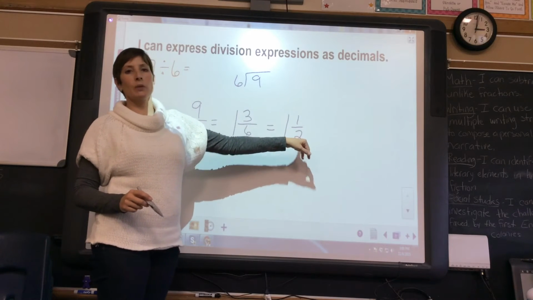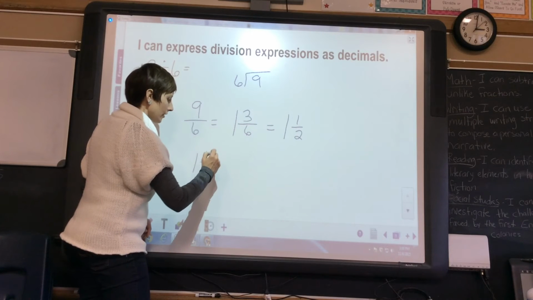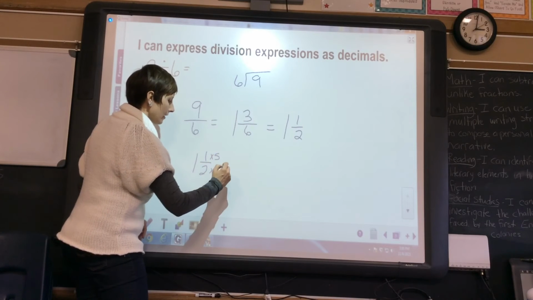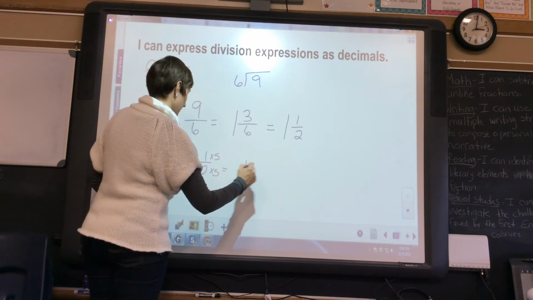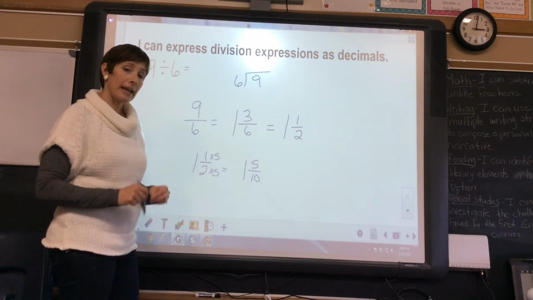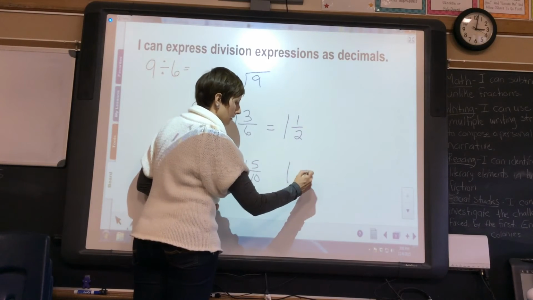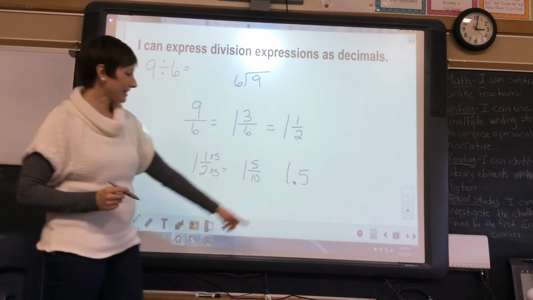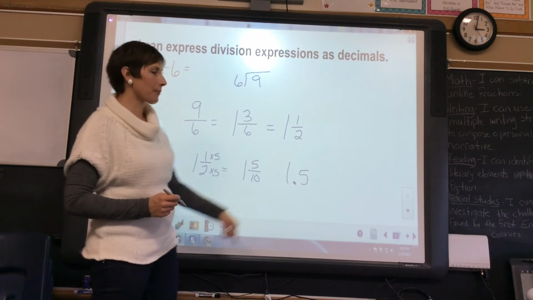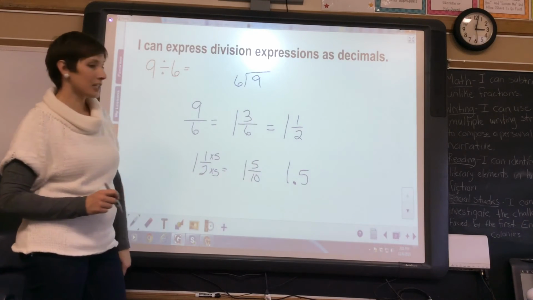Now we have something to work with that we can turn into a 10. If we multiply the numerator and denominator of that 1/2 by 5, we come up with 1 and 5 tenths. So think of what that would look like as a decimal. 1 and 5 tenths. Remember that the decimal point is when we say the word and with numbers. So that's how we can express division expressions as decimals.